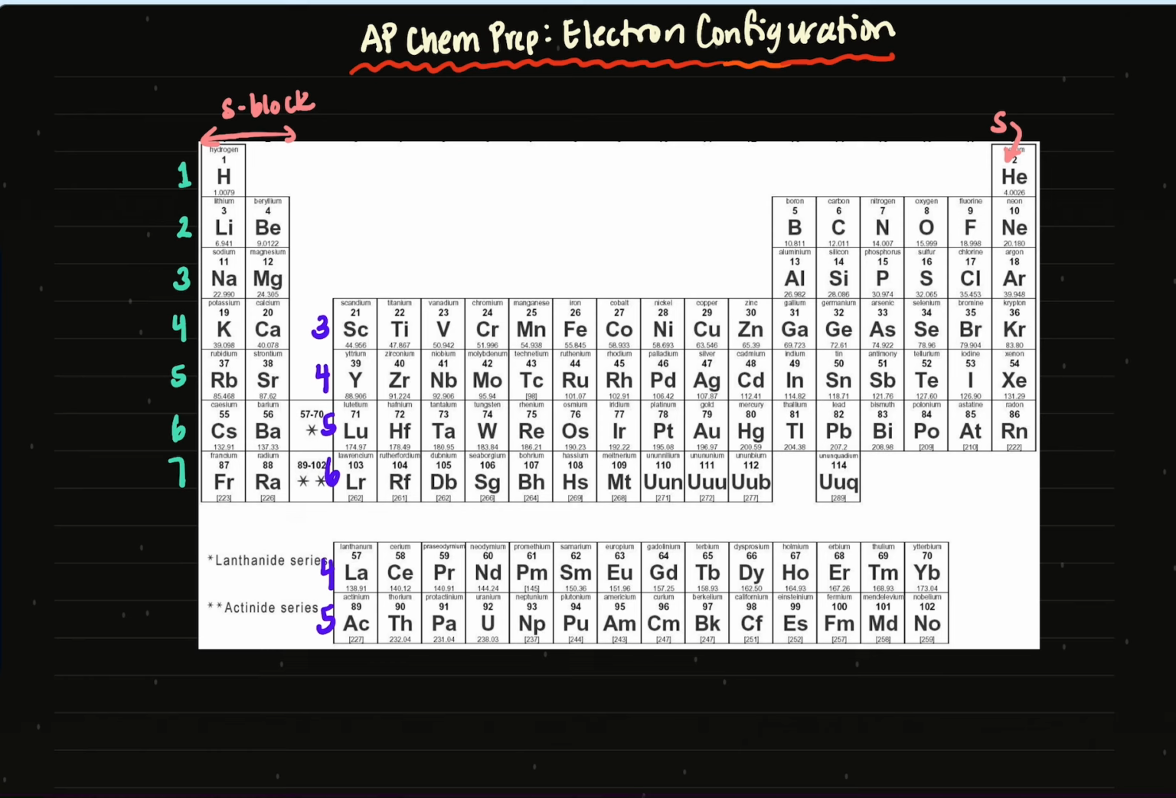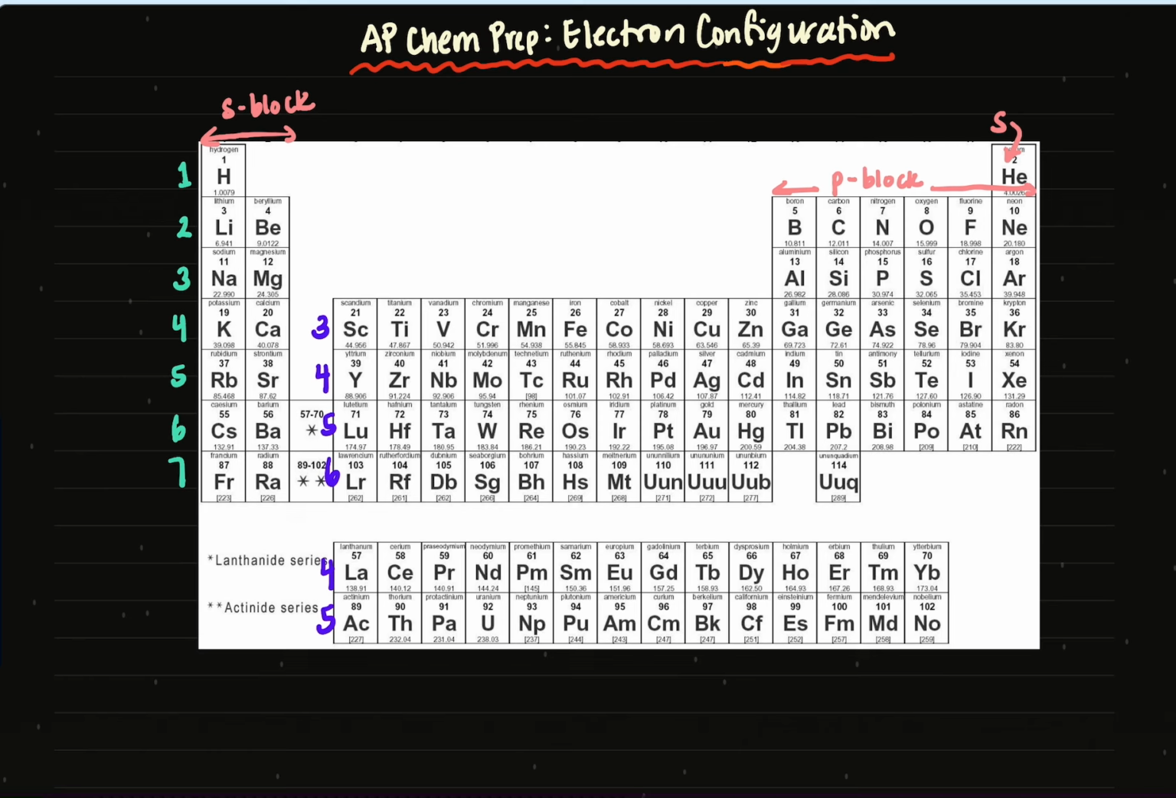Okay, the next block of elements is the P block. And that goes from boron to neon and everything under it as well. Okay, so the P block is like this. So again, in terms of my strategy, boron would end with p1. Okay, it's the first element in that block. Carbon would end with a p2, nitrogen a p3, oxygen a p4, fluorine a p5, and neon a p6.